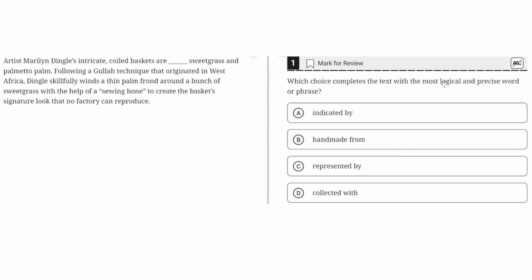Which choice completes the text with the most logical and precise word or phrase? Artist Marilyn Dingle's intricate coiled baskets are blank sweet grass and palmetto palm.